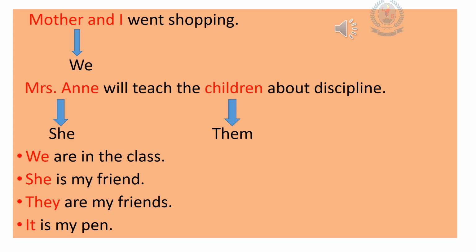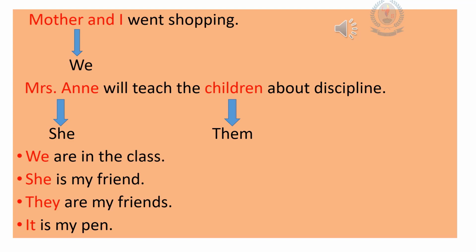Mrs. Ann will teach the children about discipline. Who will teach? Mrs. Ann. To whom is she going to teach? The children. So, Mrs. Ann and children, both are nouns. What are we going to do with that? Yes, what are we going to do? We are going to replace that with a pronoun. Mrs. Ann is she. So, children, them. That means because it is coming in the middle as an object pronoun.